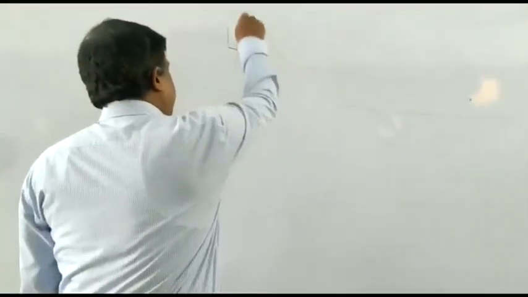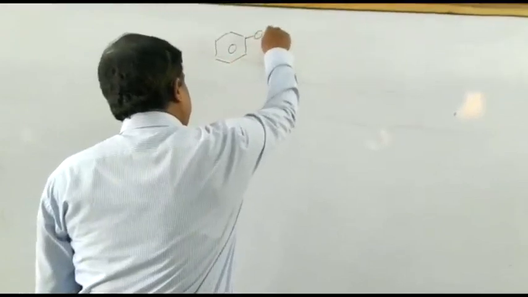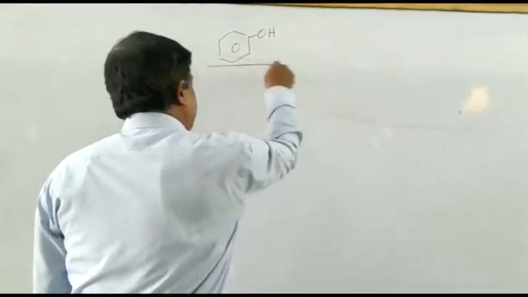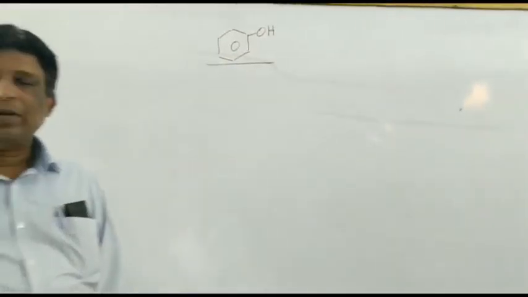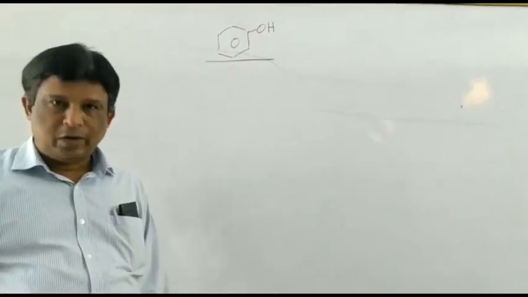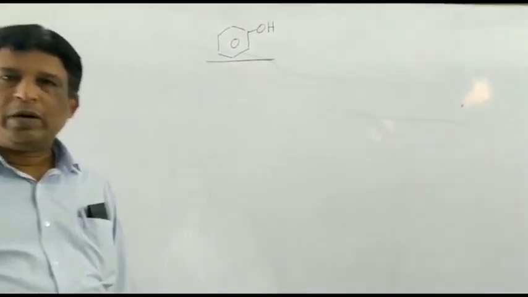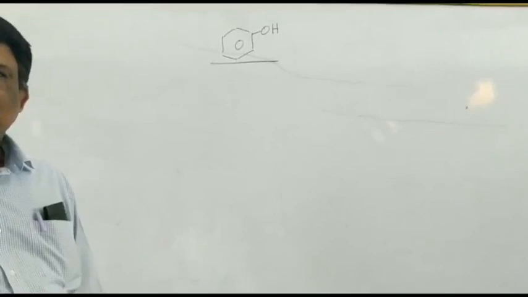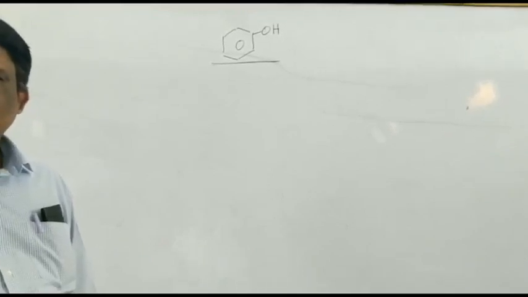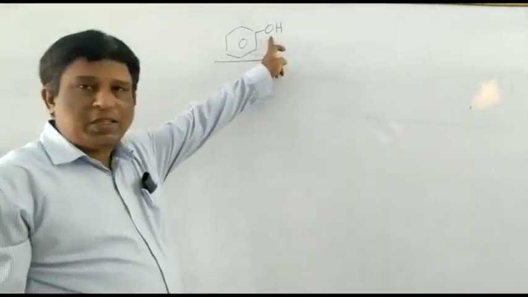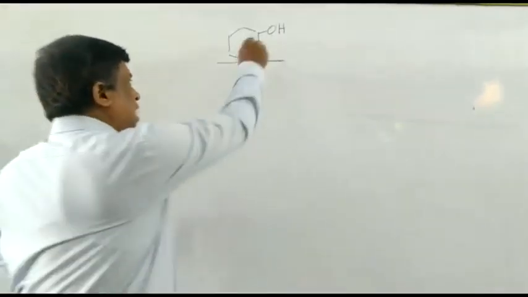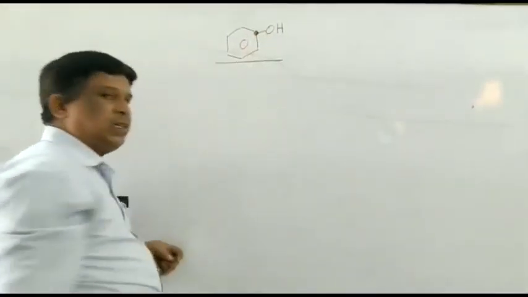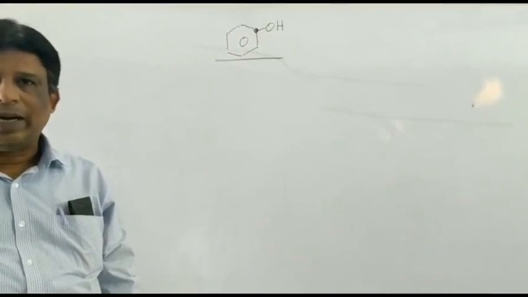Good morning, students. Today we discuss the chapter phenol, which is represented by the formula C6H5OH. It is one aromatic alcohol. We know aromatic compound, that is benzene nucleus, Huckel rule here. The OH group is attached to this carbon atom, which is sp2 hybridized.